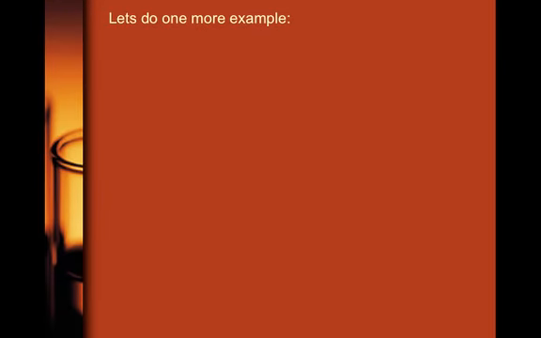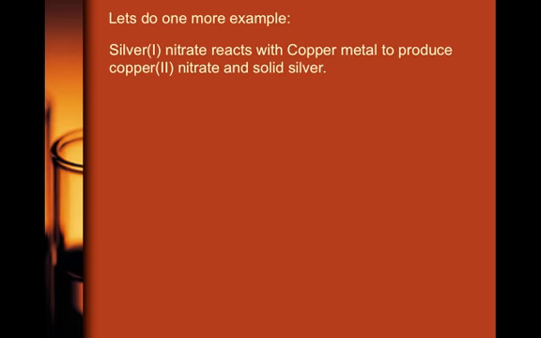All right, we'll do one more. I could do a bunch of examples here. I'm just going to do a couple. Really, truly, guys, you just need to practice these. It's very much, the more you do it, the faster you get at it, the more efficient you get at it. So I'm just going to give you a couple of examples, and then we're just going to practice them. So silver 1 nitrate reacts with copper metal to produce copper 2 nitrate and solid silver.